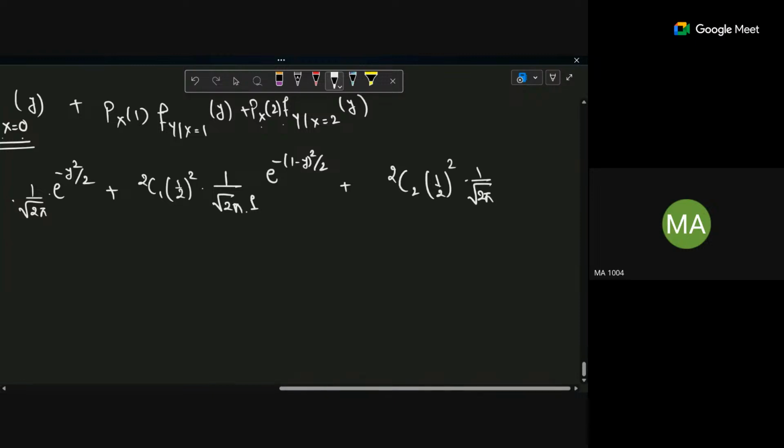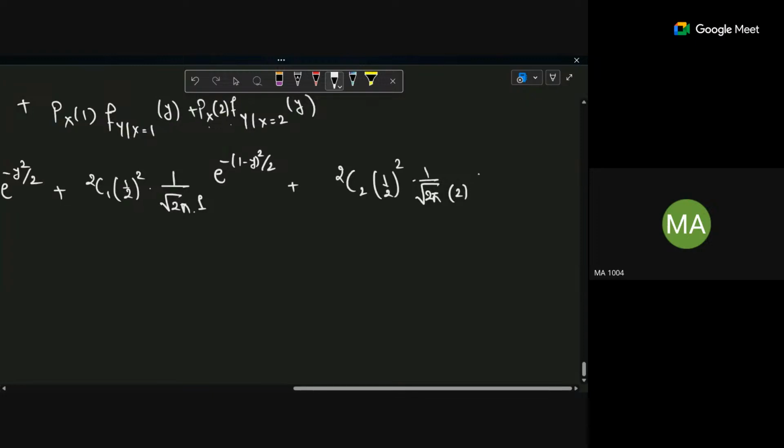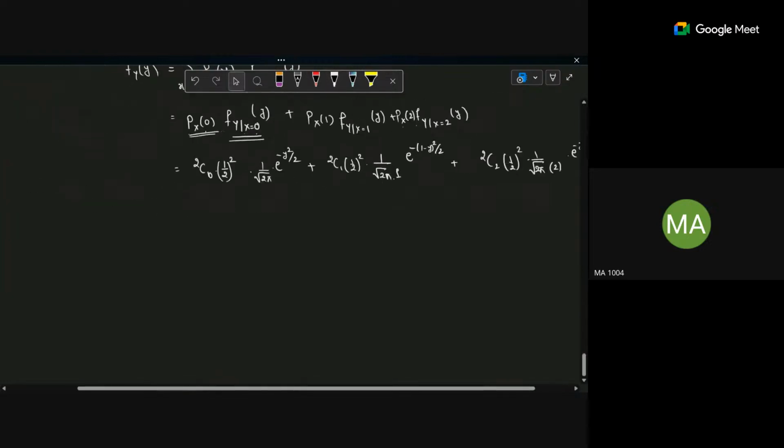Variance is what? 2. 4. So it will be 2. So standard deviation is 2 and e to the power, your mean is 0 here. So minus y square by 2. So yeah, that's what we simplify and that's what the solution was. Okay. So this was all about marginal density.